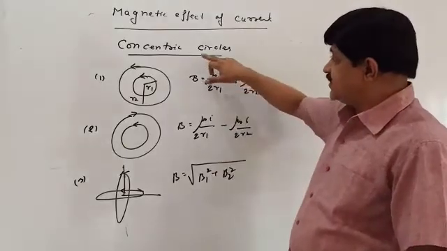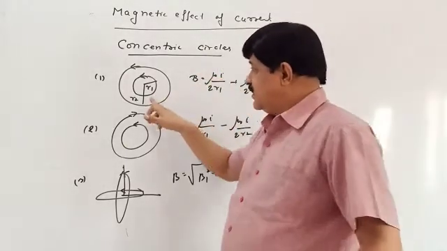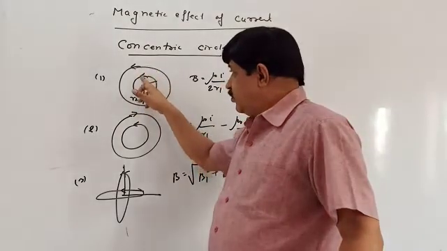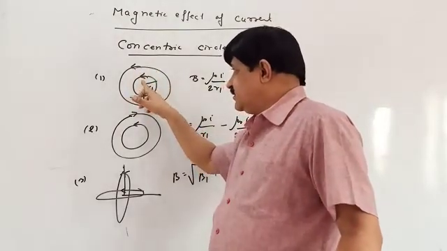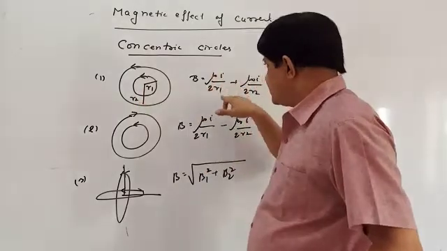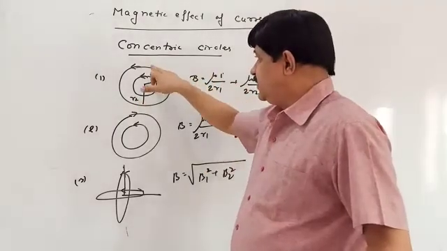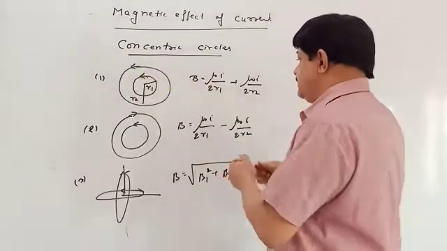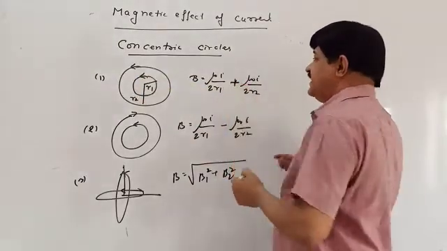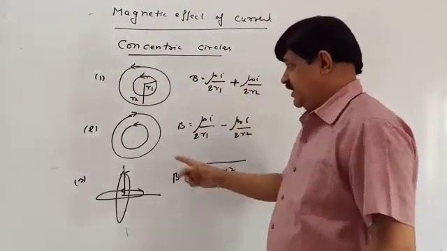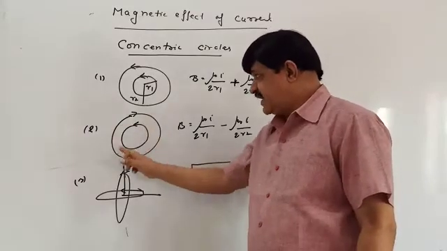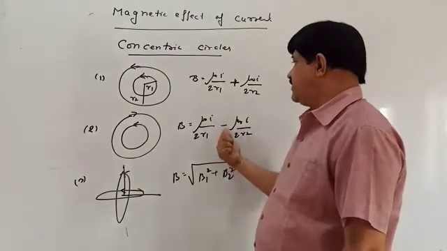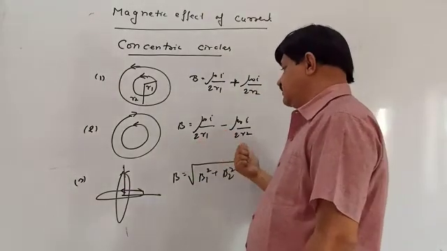Let's see three special cases of concentric circles. The first one is this concentric circle. Both are carrying current in the same direction. Then due to the smaller circle mu naught I by 2r1, due to this one mu naught I by 2r2, and because both are carrying current in the same direction, a plus sign will be there between these two. If you see the second, first is carrying current in this direction, other is carrying current in opposite direction, so you need to subtract this one and this one.